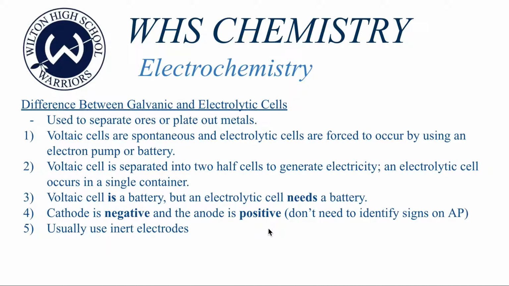But you do not need to identify signs on the AP test. If you want to know it in order to understand the concept further, you can memorize that, but you don't need to know or identify which one is positive and which one is negative, because that can get a little bit confusing. And like I said in the last slide, electrolytic cells usually use inert electrodes that aren't part of the chemical process.